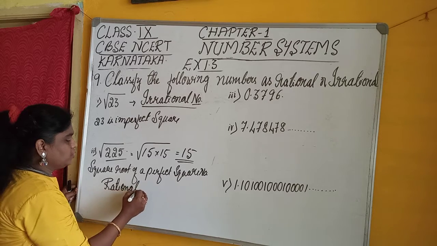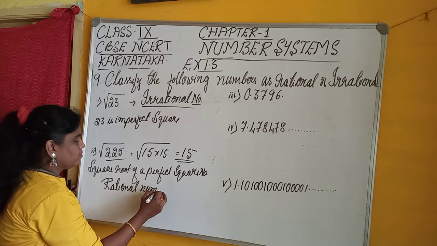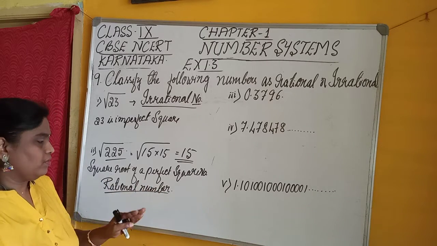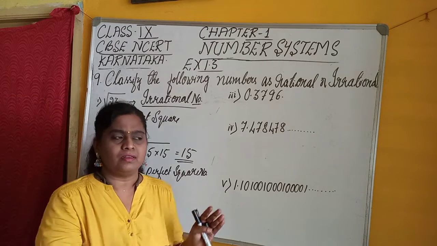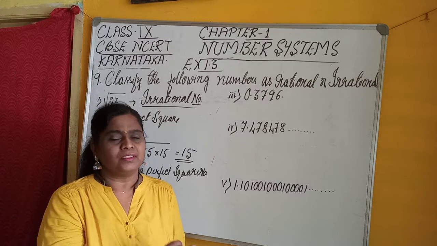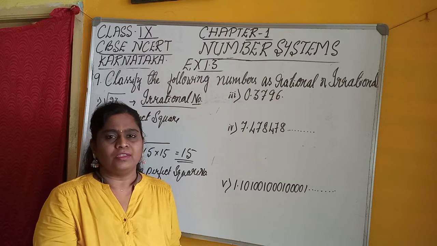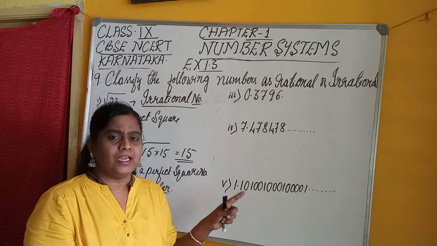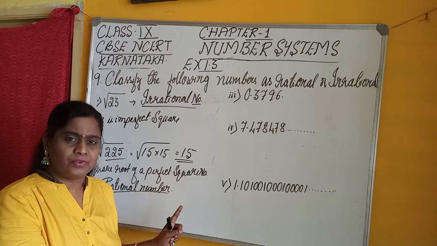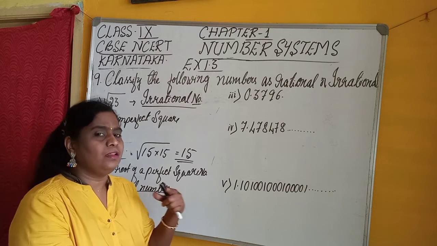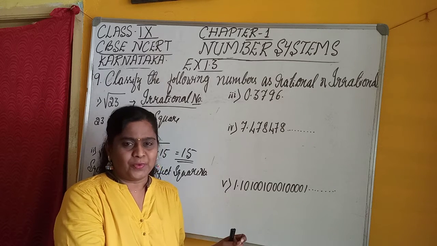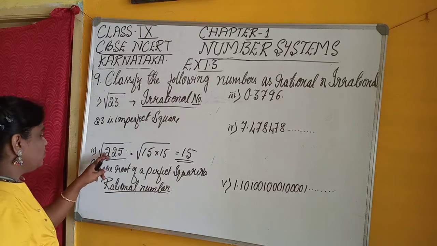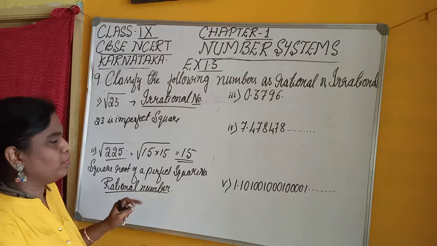It's a rational number. In the introduction class, while telling the difference between rational numbers and irrational numbers, I took this point to differentiate them. The rational numbers are square roots of perfect squares. The irrational numbers are square roots of imperfect squares. Understood? Therefore, it is a rational number.